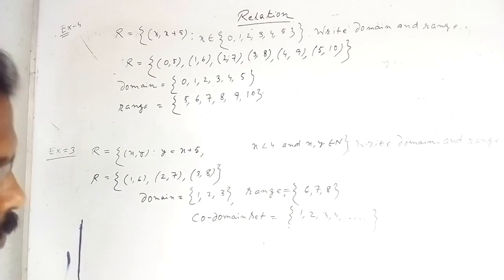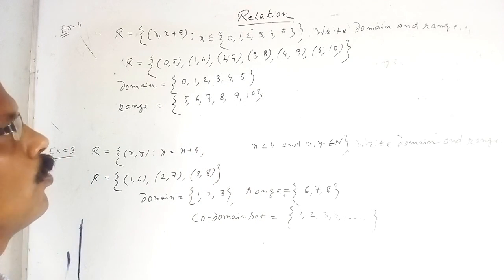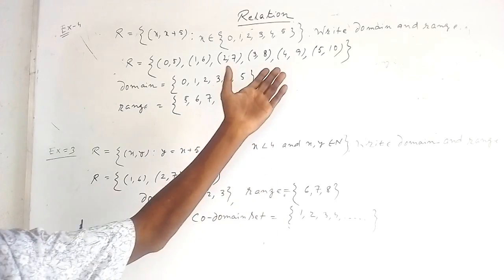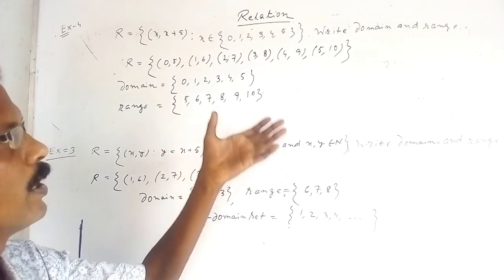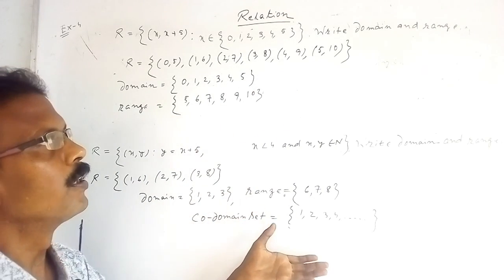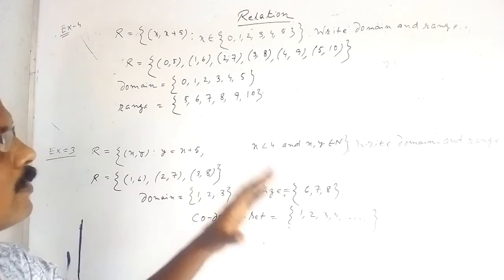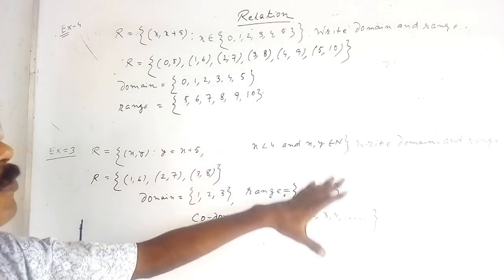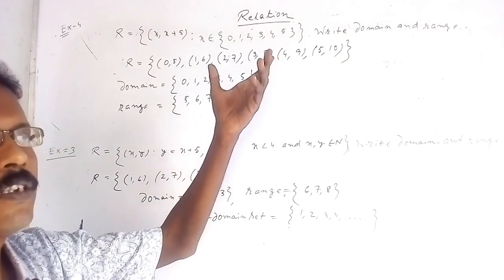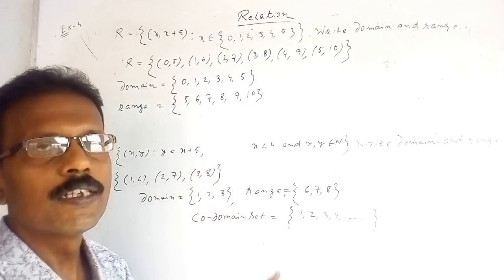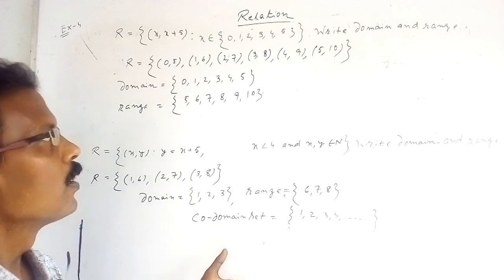Okay, this is all about relation. Today the definition seemed to be tough, but when we discussed the examples and problems, I think that all the problems have been understood. That is relation. Now we can say that it is very easy to understand.